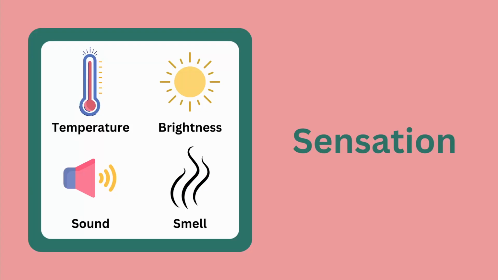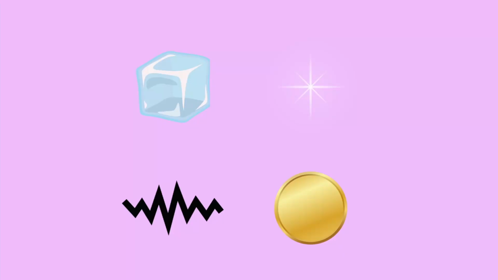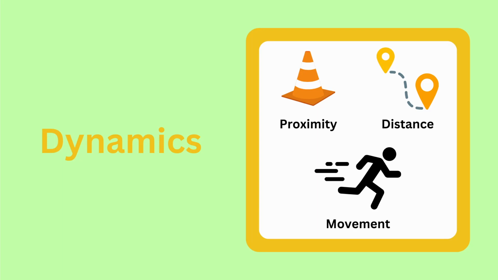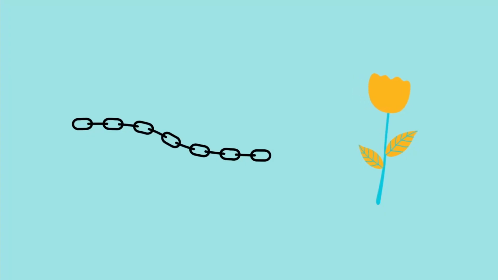Our third category is sensation: temperature, brightness, sound, and smell. Feel the cold metal against your skin, see the glint of light that plays across its surface, hear the scrape of its chain along the edge, and smell the musty tang of tarnished gold. Our toolbox's fourth and final category is dynamics: proximity, distance, and movement. Note how the iron chain drapes across the medallion, and how it dangles above the ground, slowly swaying from side to side.